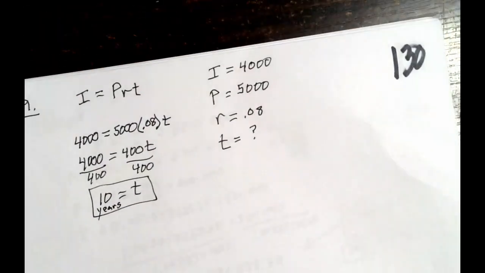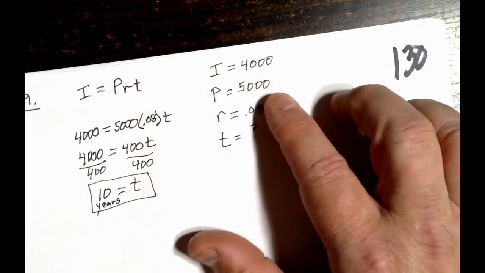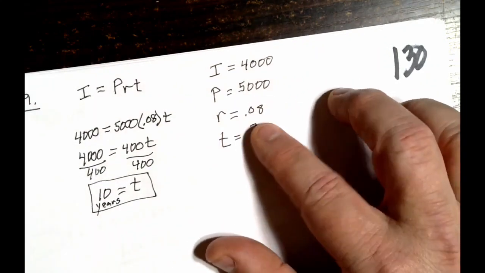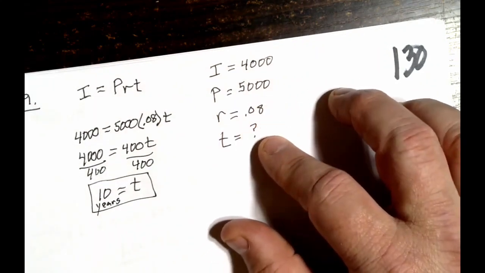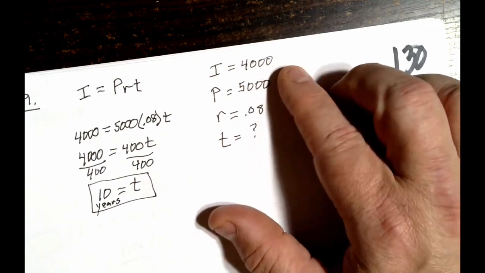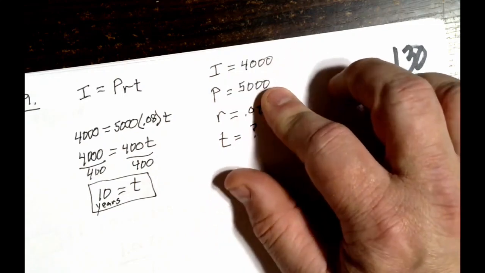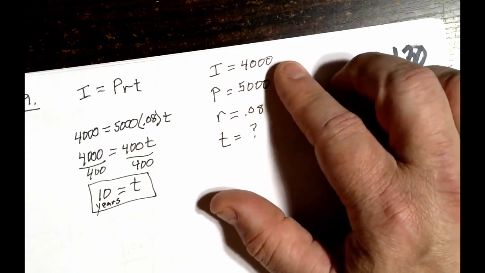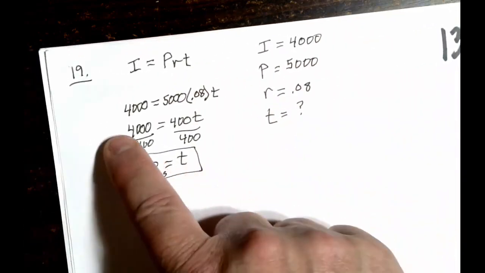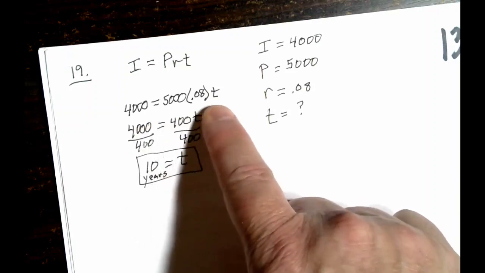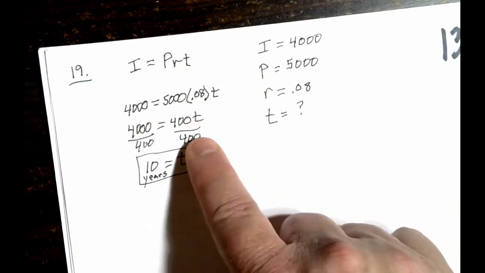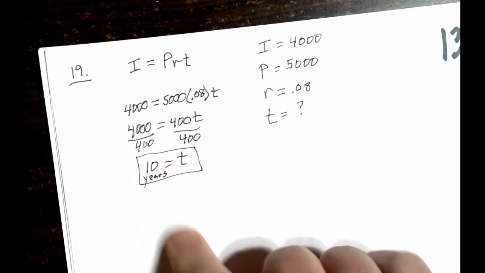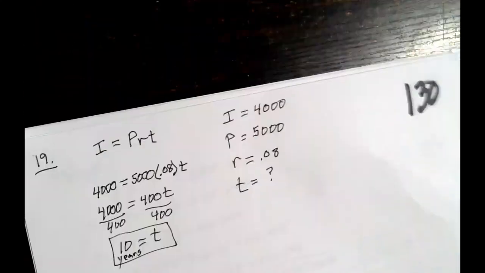Number 19, it says $5,000 is invested at 8% simple interest. How long does it take to be worth $9,000? So if it was 5,000, you have to get $9,000, or 4,000 more in interest. So 4,000 equals 5,000 times 0.08T. That's 4,000 divided by 400, and you get 10. So in 10 years, that's what you'll get.